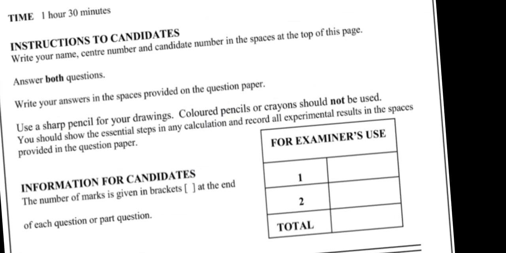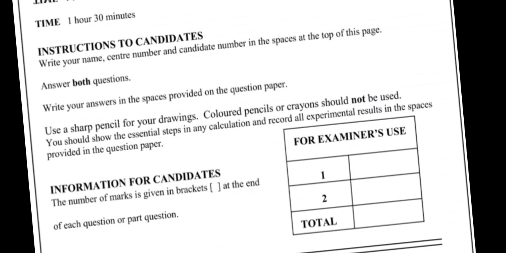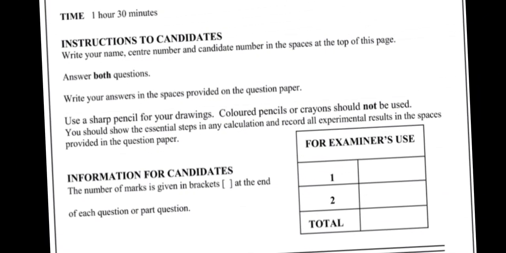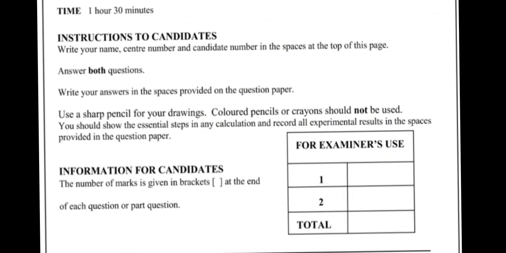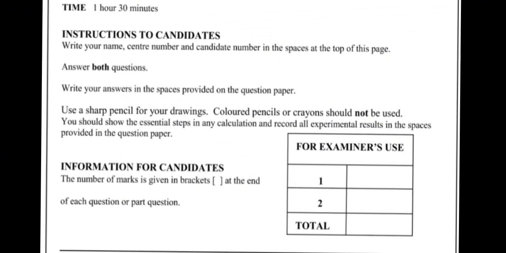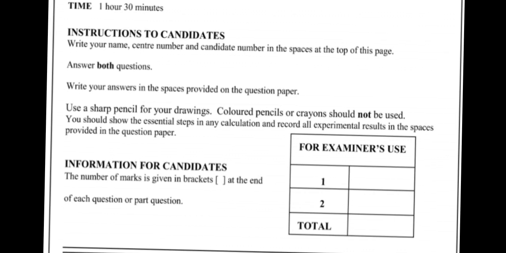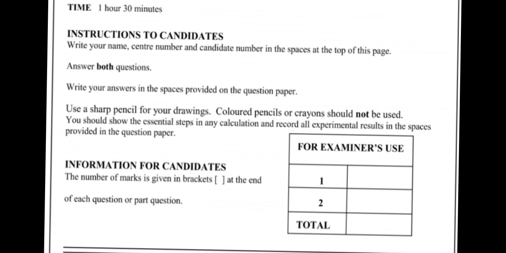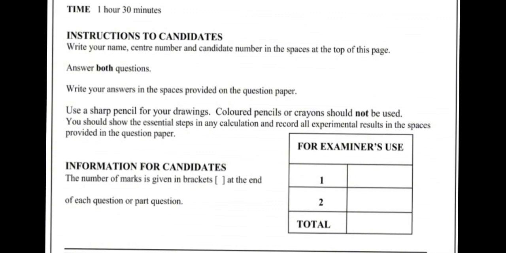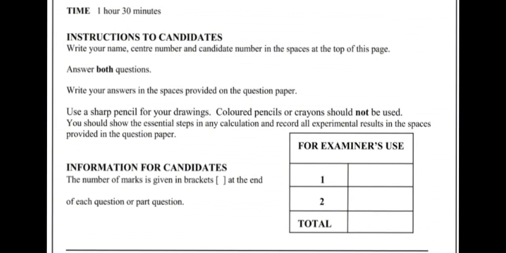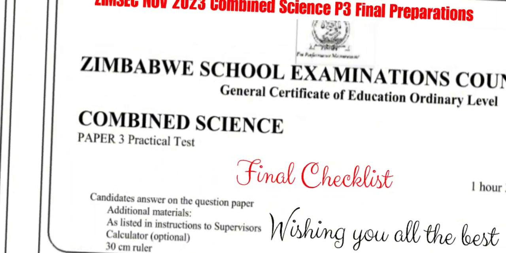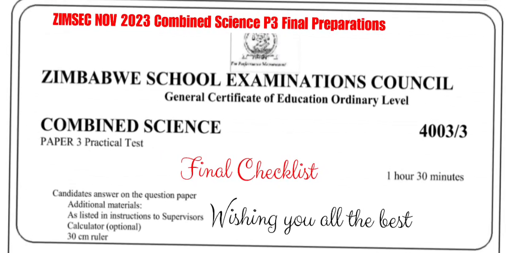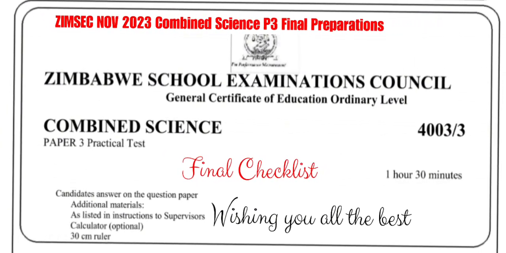Usually the first question is under the biology section and the other is either chemistry or physics. But be prepared to see either biology and chemistry only, biology and physics only, or physics and chemistry only. It is not obvious which sections they are going to select. Today I will provide a final checklist of the practicals you should expect to be examined on tomorrow.